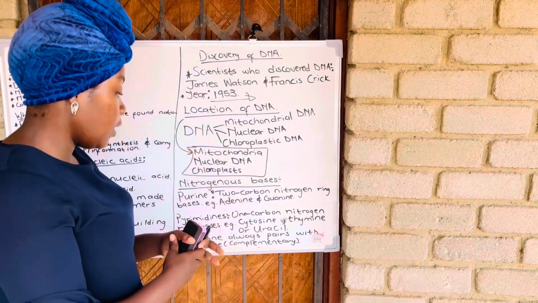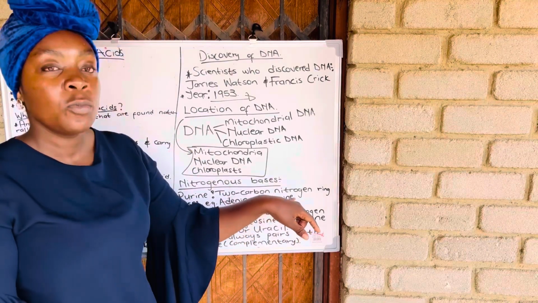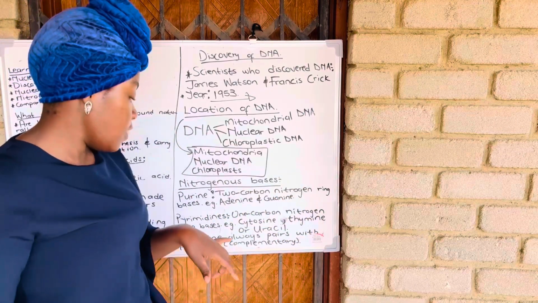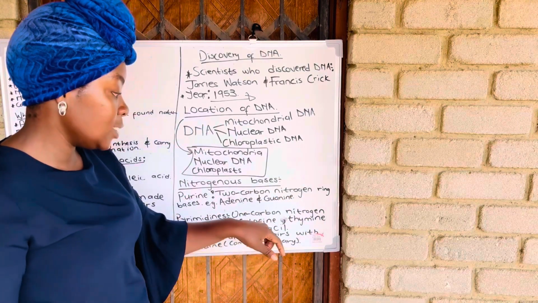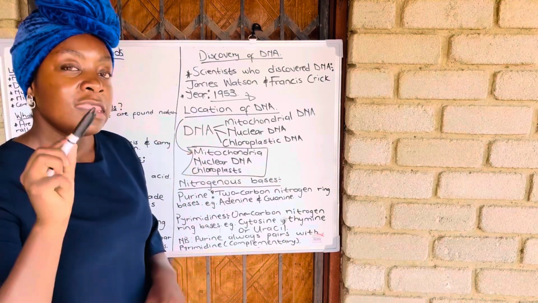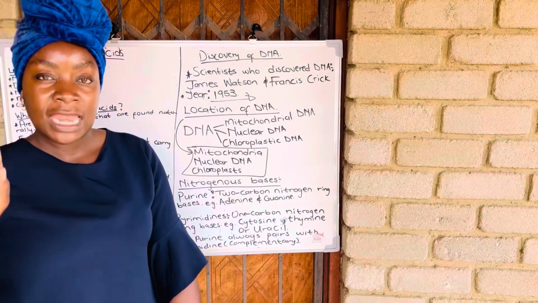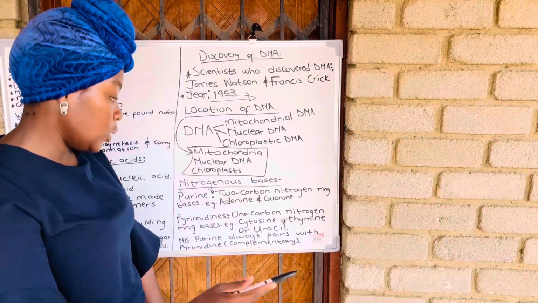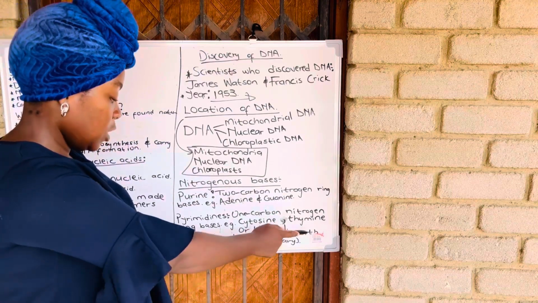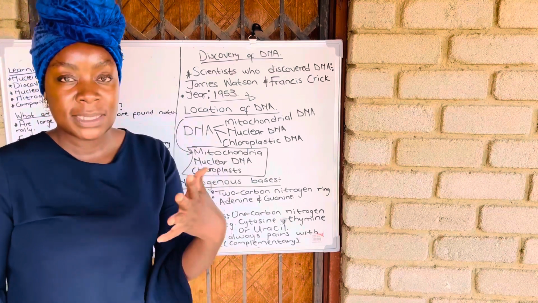So in DNA, the purines that we have are adenine and also guanine. And these are also what we find in RNA. And then we also have pyrimidines, which are cytosine, thymine, or uracil. If it's DNA, the pyrimidine that we are going to have is thymine, and if it's RNA, the pyrimidine that we are going to have is actually uracil. Purines always pair with pyrimidines, and we call them complementary bases.